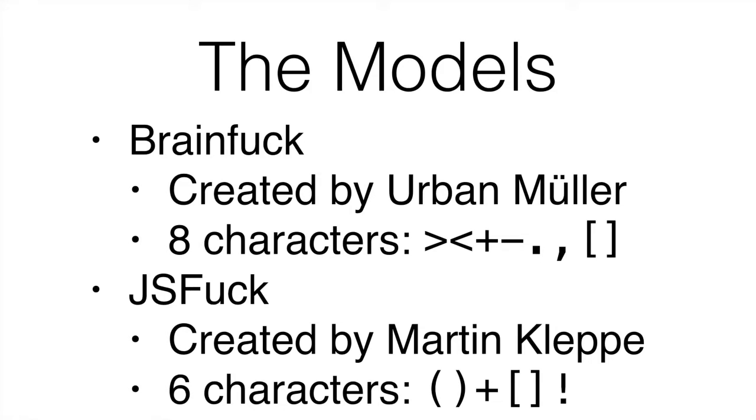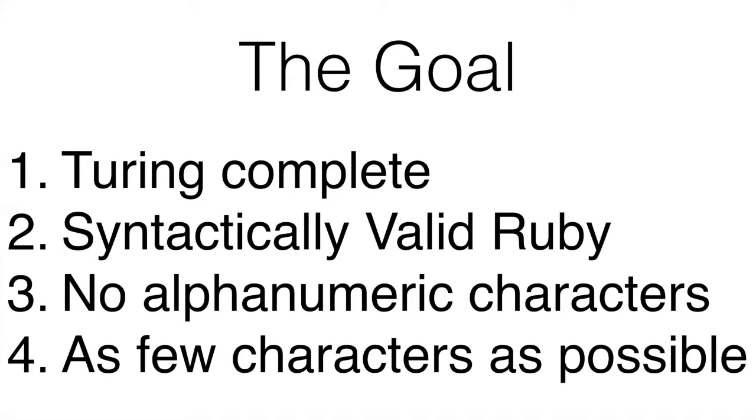There are a couple of esoteric languages out there, languages that use the minimum possible number of characters to get a Turing complete language. And I figured if someone did it for JavaScript, why not Ruby? So I wanted to create a language that is Turing complete. It works as syntactically valid Ruby. There are no alphanumeric characters, and there are as few characters as possible.